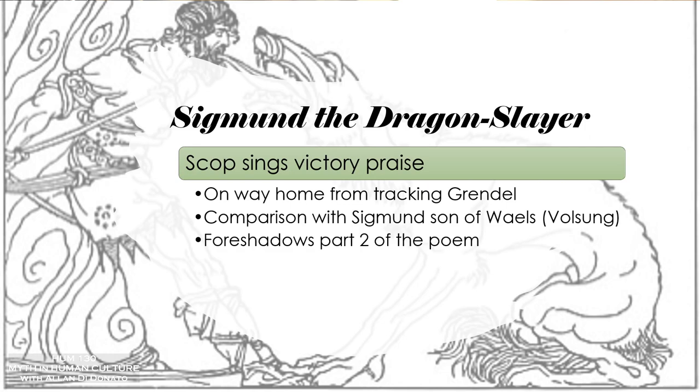Okay, so the whole idea of this comparison is twofold. It shows, number one, that Beowulf is like this great hero Sigmund, who is described as the son of Vales. This is the Volsungs. But it's also foreshadowing the second part of the poem, where Beowulf himself is going to do battle with a dragon. More people are familiar with the Grendel episode than the dragon episode, but this is going to be the ultimate arch nemesis at the end of the story, the alpha predator, the dragon, which we continually see over and over again in mythology.